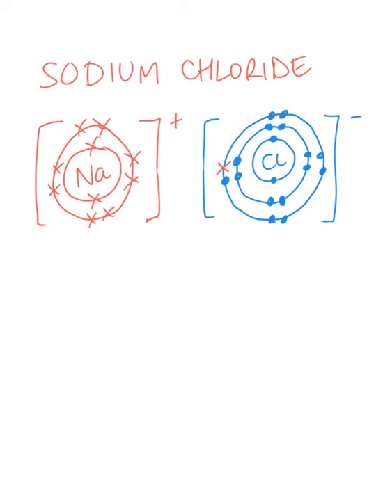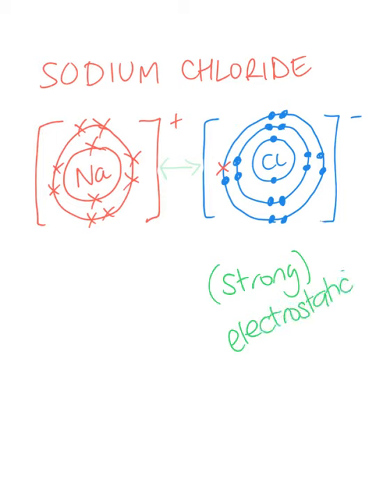In reality, what we actually have, which we don't always demonstrate in these types of diagrams, is an electrostatic attraction between the two ions. This attraction is strong, and the proper term is electrostatic forces of attraction. And they are strong.